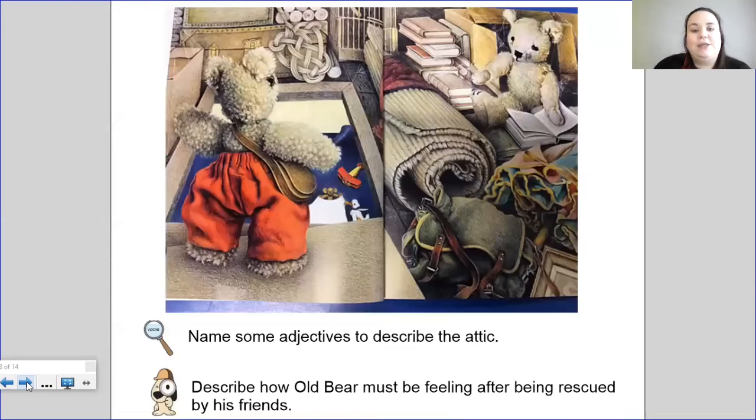And here's the picture of Old Bear and Little Bear in the attic. Can you name some adjectives to describe the attic? Describe how Old Bear must be feeling after being rescued by his friends. Pause here to answer your questions.